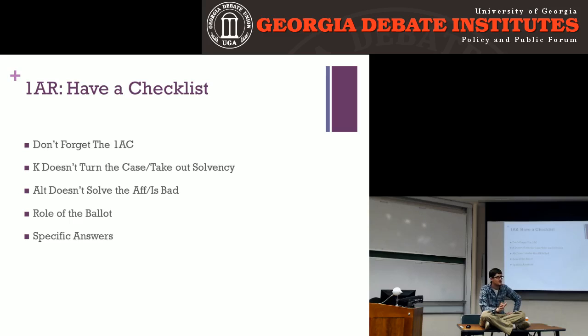Right? You want to make the argument probably proactively that the critique doesn't turn case or take out solvency, since that's the argument you know that they're going to be trying to make.